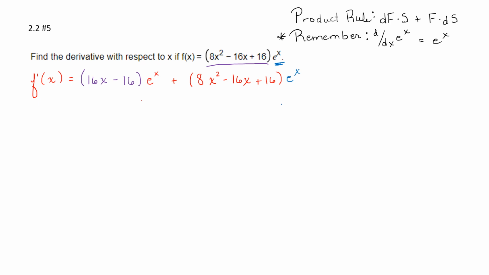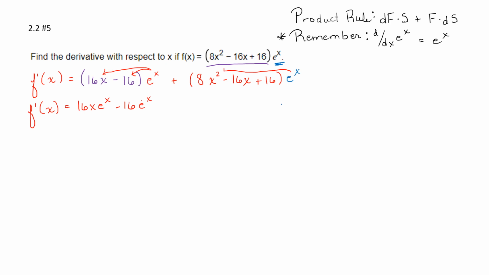Now I'm going to back distribute to get rid of my parentheses. So the e to the x times 16x gives me 16x e to the x. The e to the x times negative 16 is negative 16 e to the x. All right, I'm moving on to the other part.